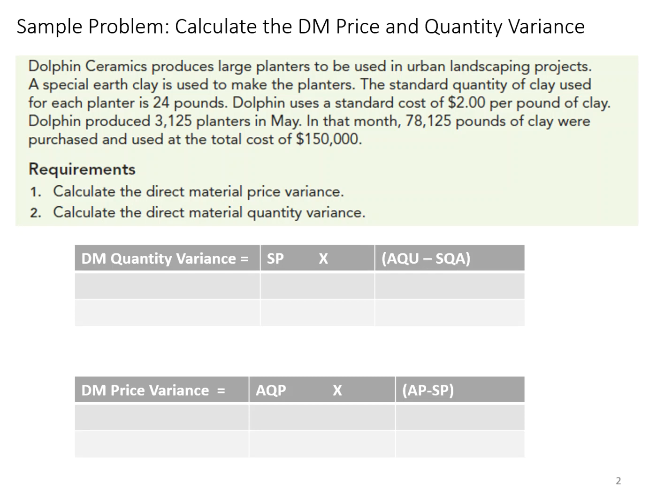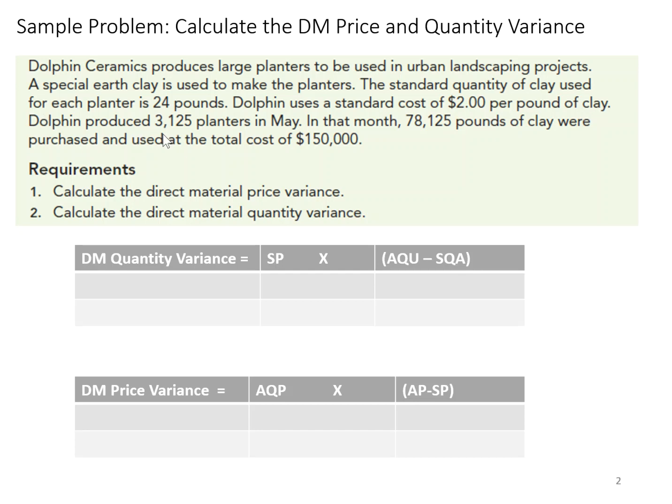Problem where we're asked to calculate the direct materials price and quantity variance. It says Dolphin Ceramics produces large planters to be used in urban landscaping projects. A special earth clay is used to make the planters. The standard quantity of clay used for each planter is 24 pounds. Dolphin uses a standard cost of $2 per pound of clay.